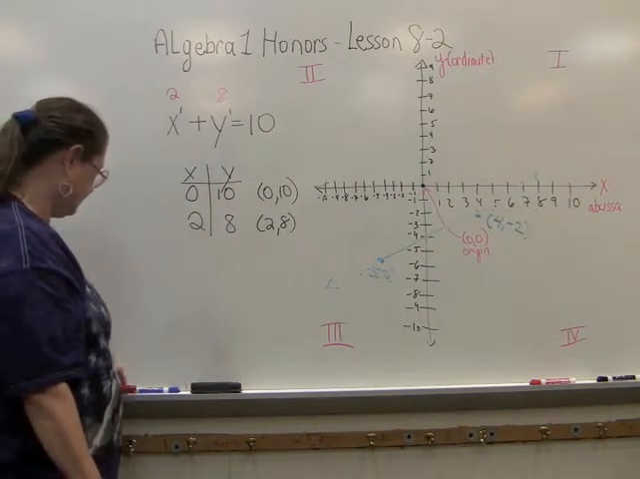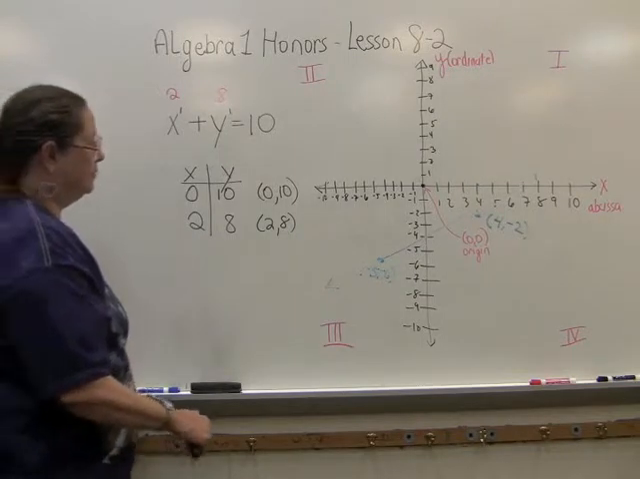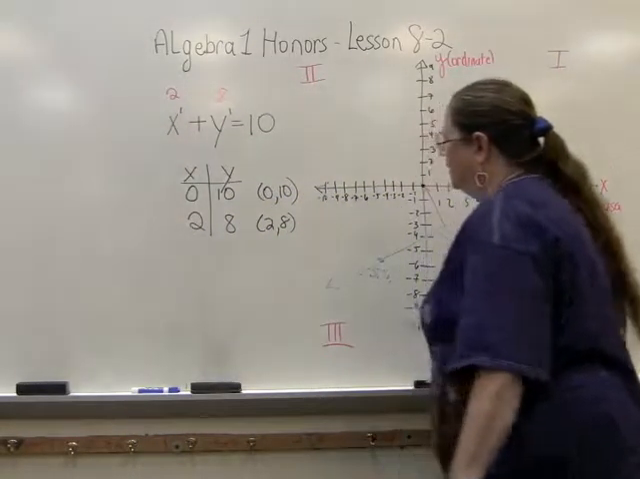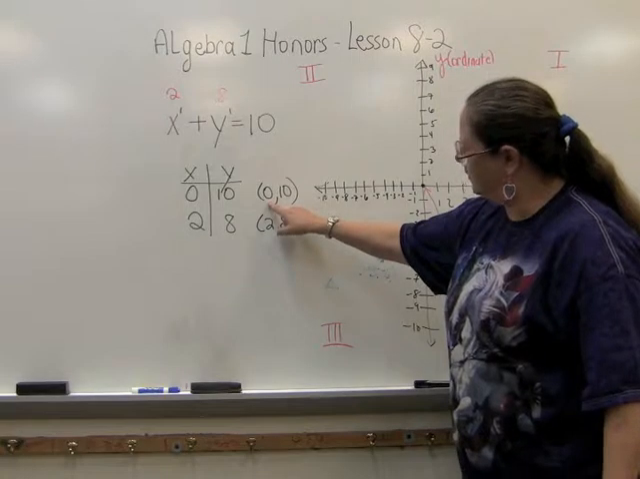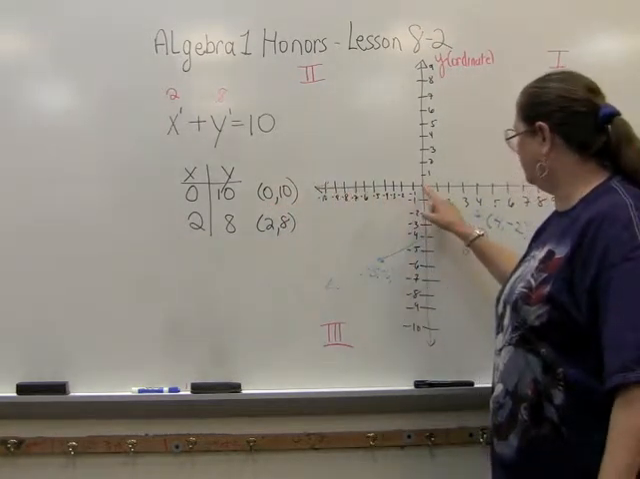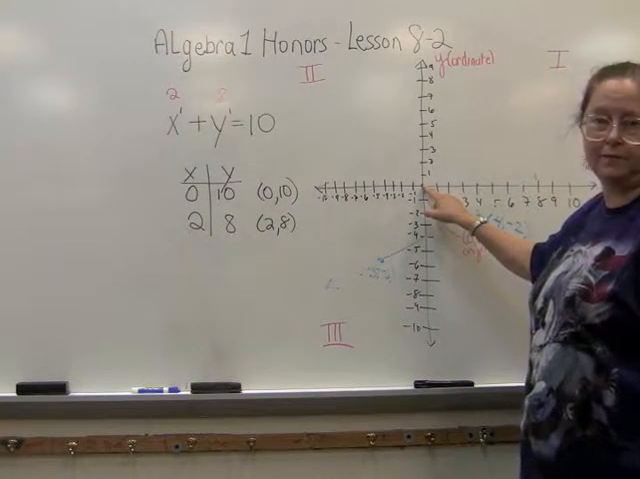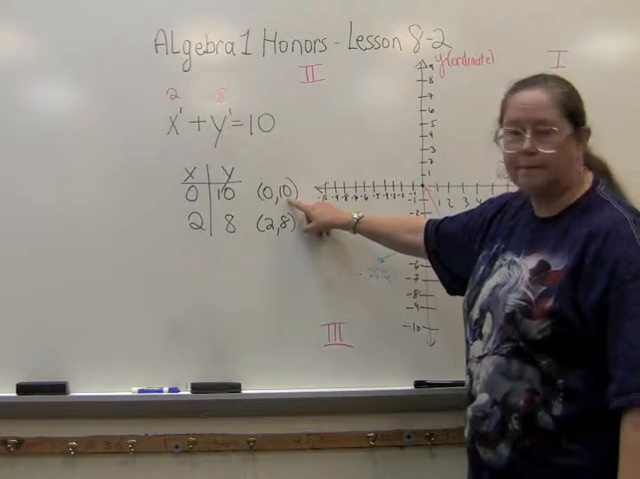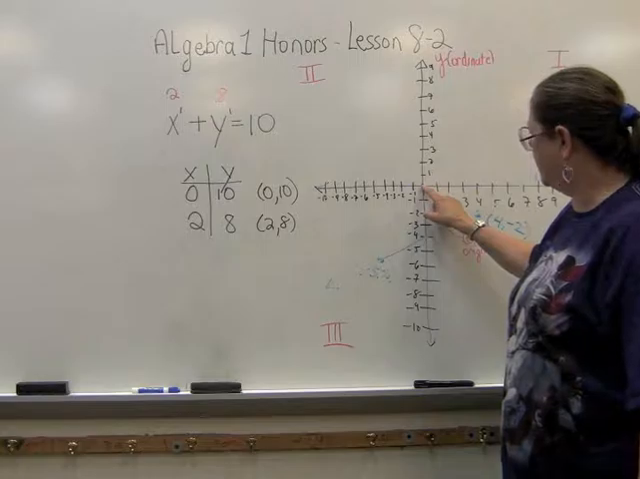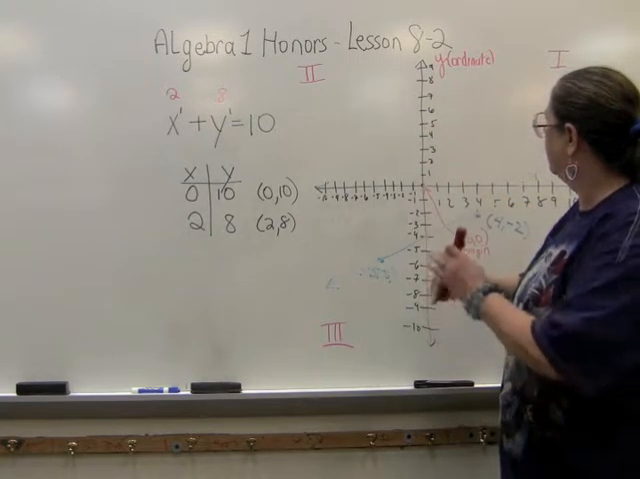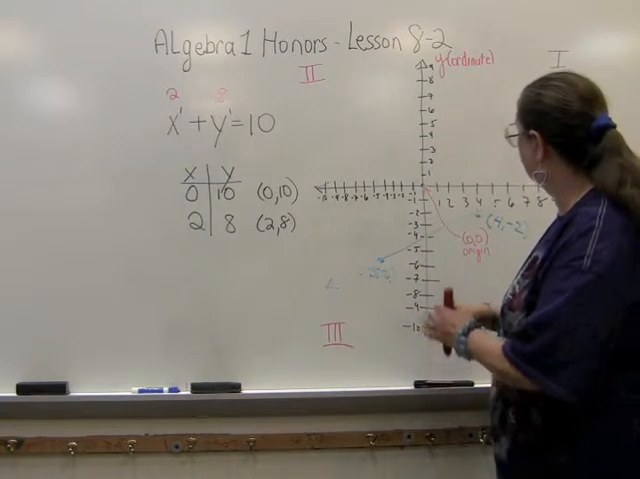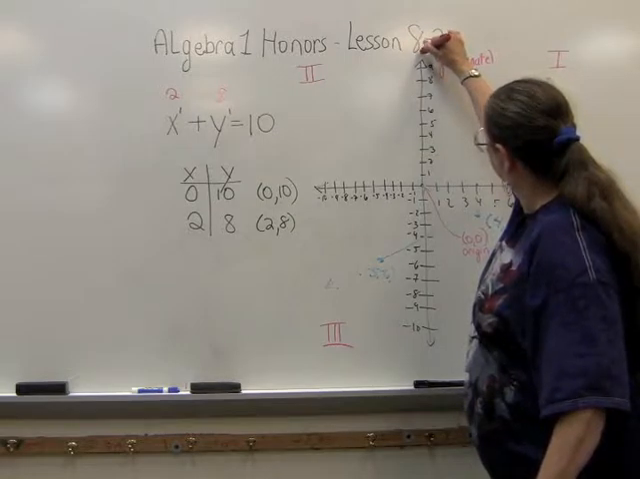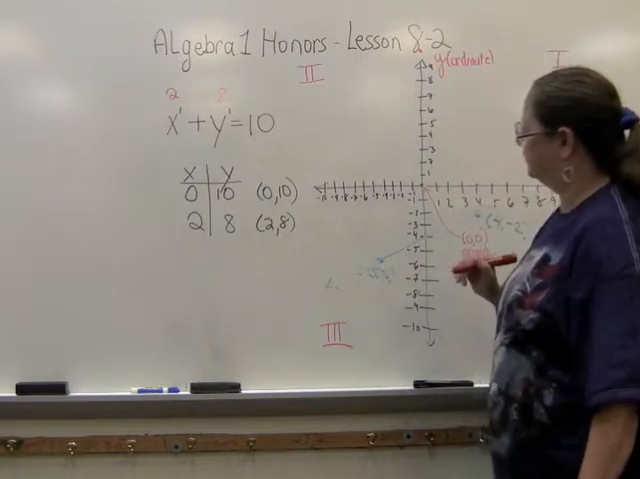Now let's graph those. I come over here and I start in the middle and I have a 0 here. That means I don't go left or right at all. I stay in the middle. Right? And then I'm going to go up 10. So I stay right here and then I go up 10. All the way up. I need one more spot up here. There would be 10.